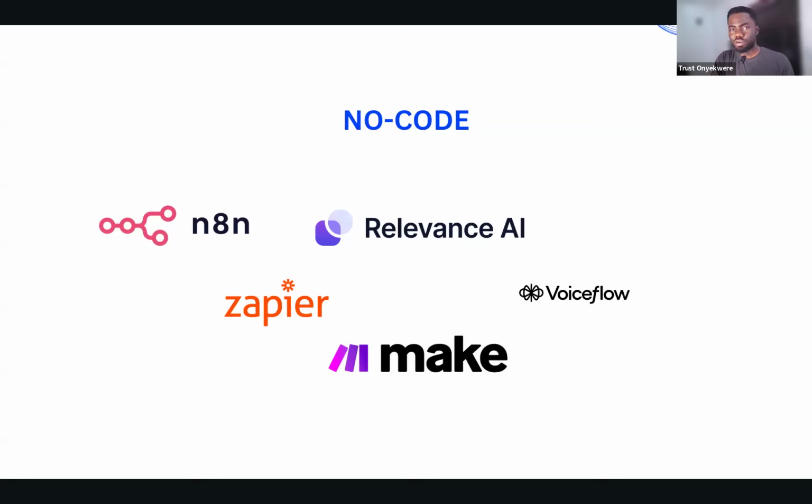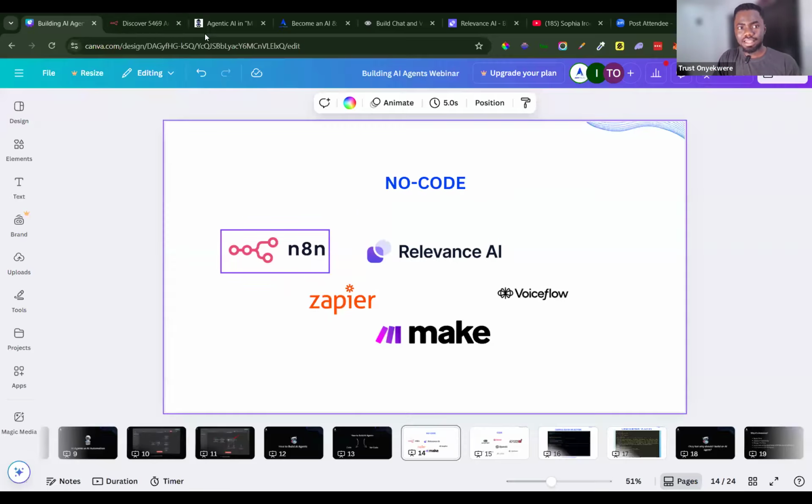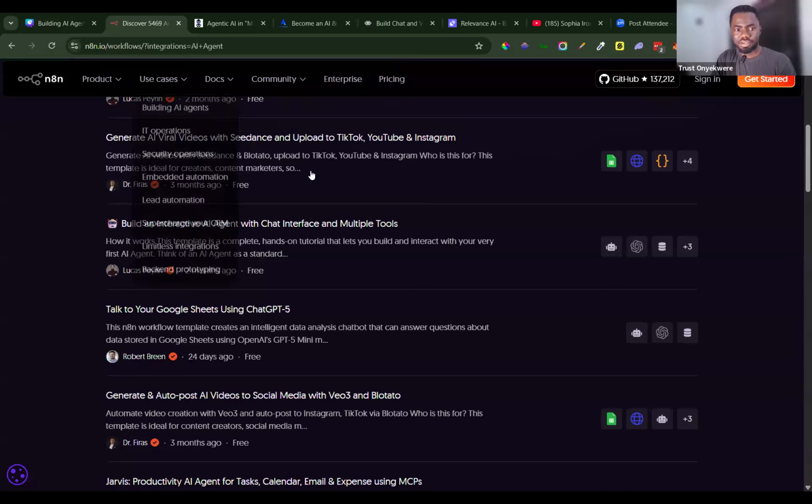Voiceflow is for voice agents, so you can build agents via voice. Zapier is popular basically for workflows, not really agents, but workflows are what Zapier is best for. And Make is an alternative to n8n where you can build these workflows. So we're going to go over about three of them together just to understand what they offer.